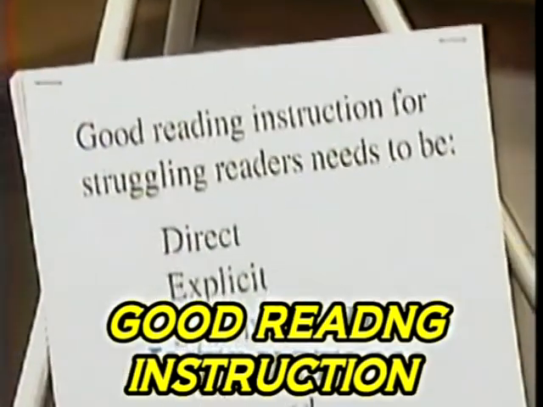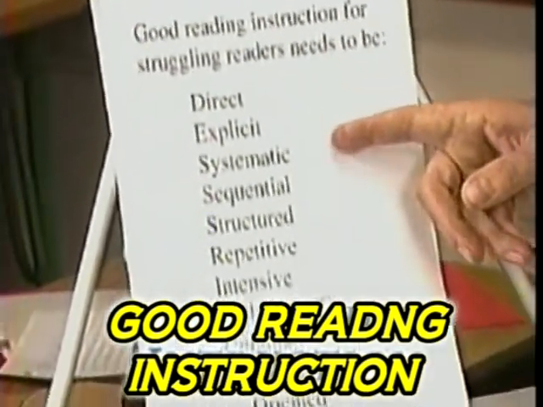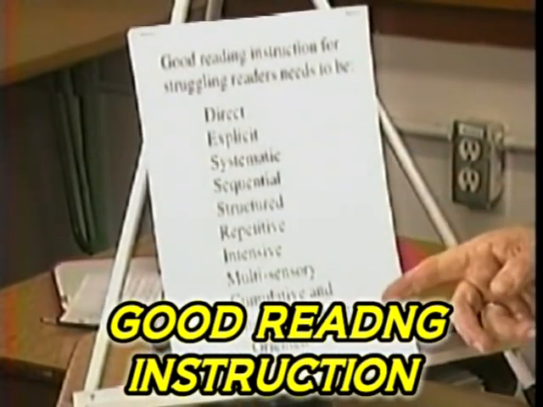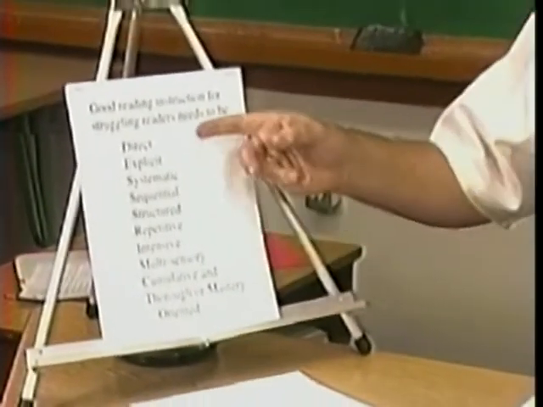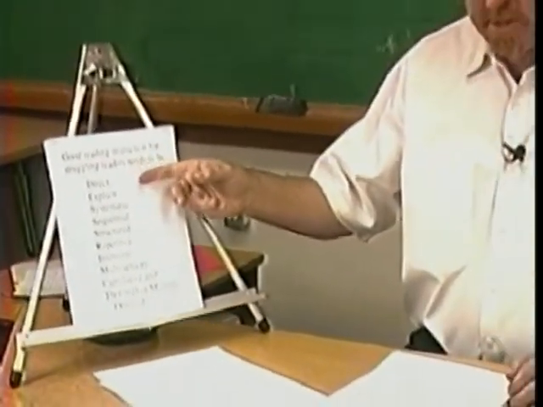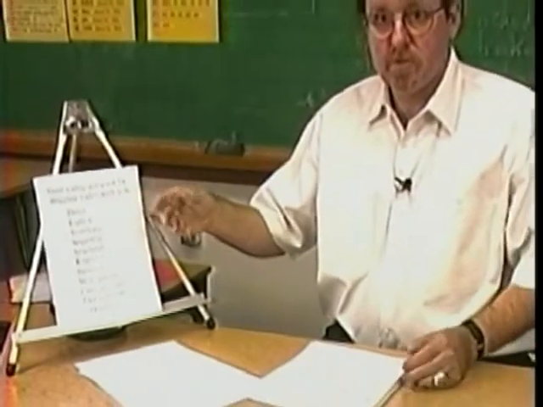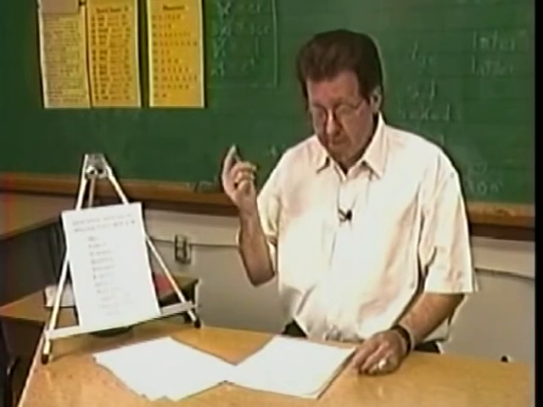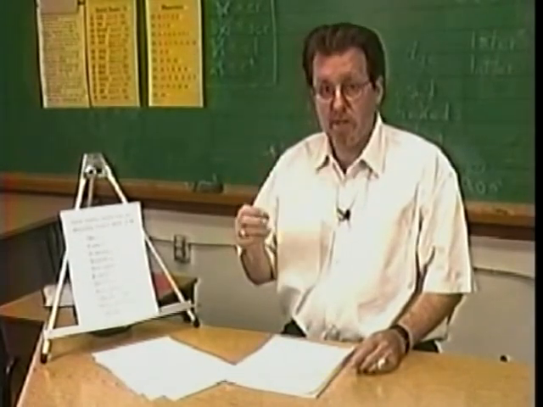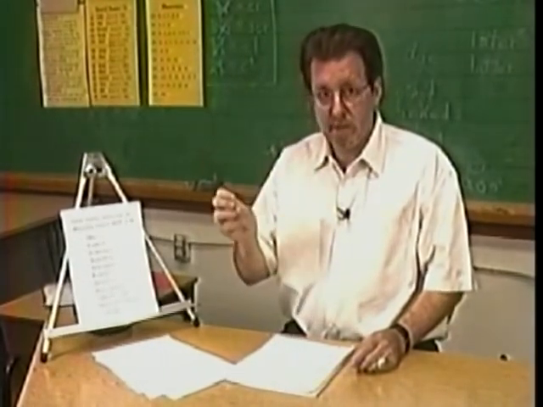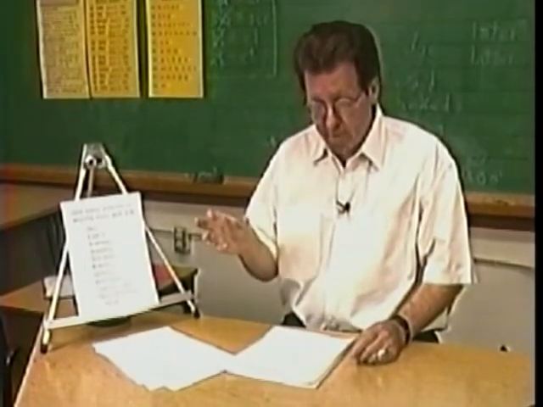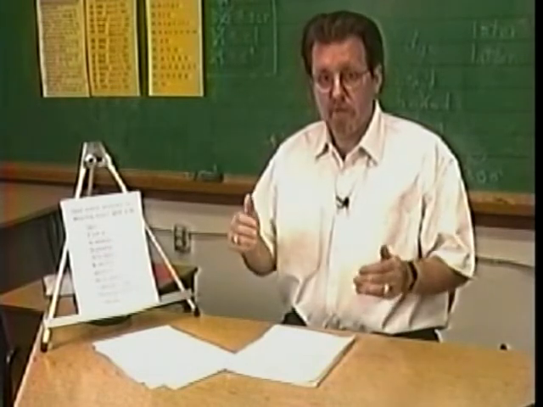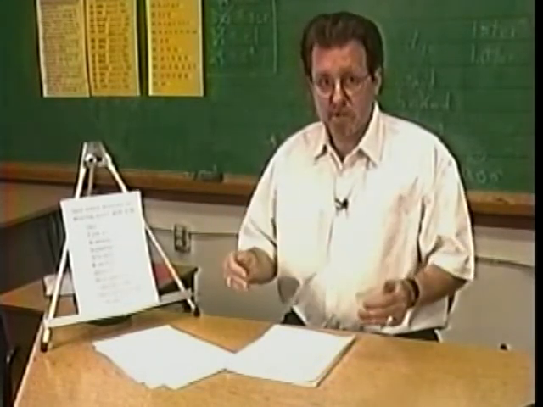Good reading instruction for struggling readers needs to be direct, explicit, systematic, sequential, structured, repetitive, intensive, multisensory, cumulative, and thorough or mastery-oriented. What direct instruction means is it needs to be out loud, and the student or students need to be close to you, because you are training them to think linguistically, which they don't do. You are training their ears. You are training them on how to say the sounds, on how to blend the sounds together, and how to take the sounds apart. So that's why you work with your student or students close to you, and you are working out loud, direct instruction.